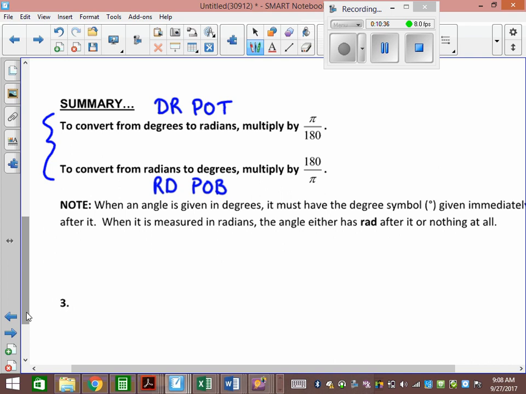Some people just remember from degrees to radians, I have to divide by 180. So the pi must be on the top. So it's up to you. Whatever way you want to think about it.